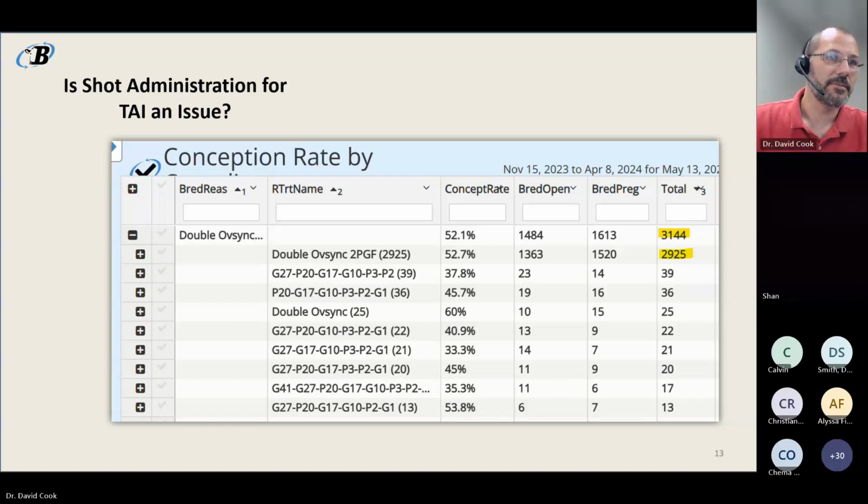But one of the big things I'll call your attention to here is this highlighted number. In this report, we're looking at 3,100 breedings for double OvSynch, and 2,900 have the full sequence. So you're looking at 200 that weren't done. This is better than 95% shot compliance for seeing every single shot all the way through. So here you can see it and say, yeah, that probably is not a problem. That's not what's causing it.